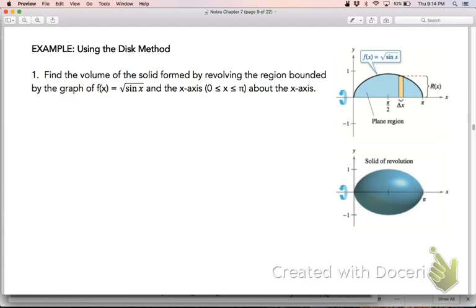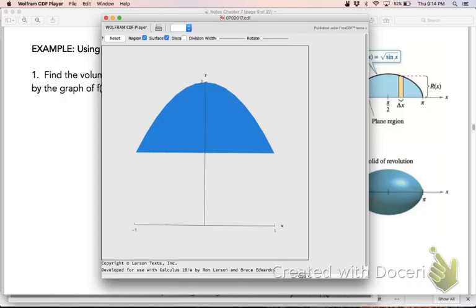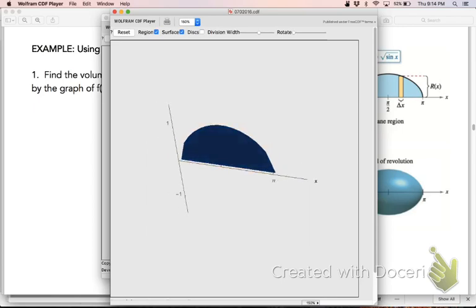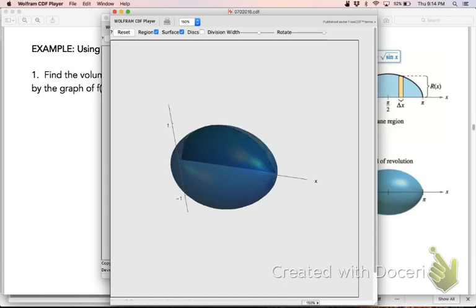Here is this image, just to really work on trying to visualize what we're doing here again. So I'm going to put this at a little bit of an angle. When we rotate this, we're going to basically take that and rotate it all the way around, and we're going to obtain this solid.